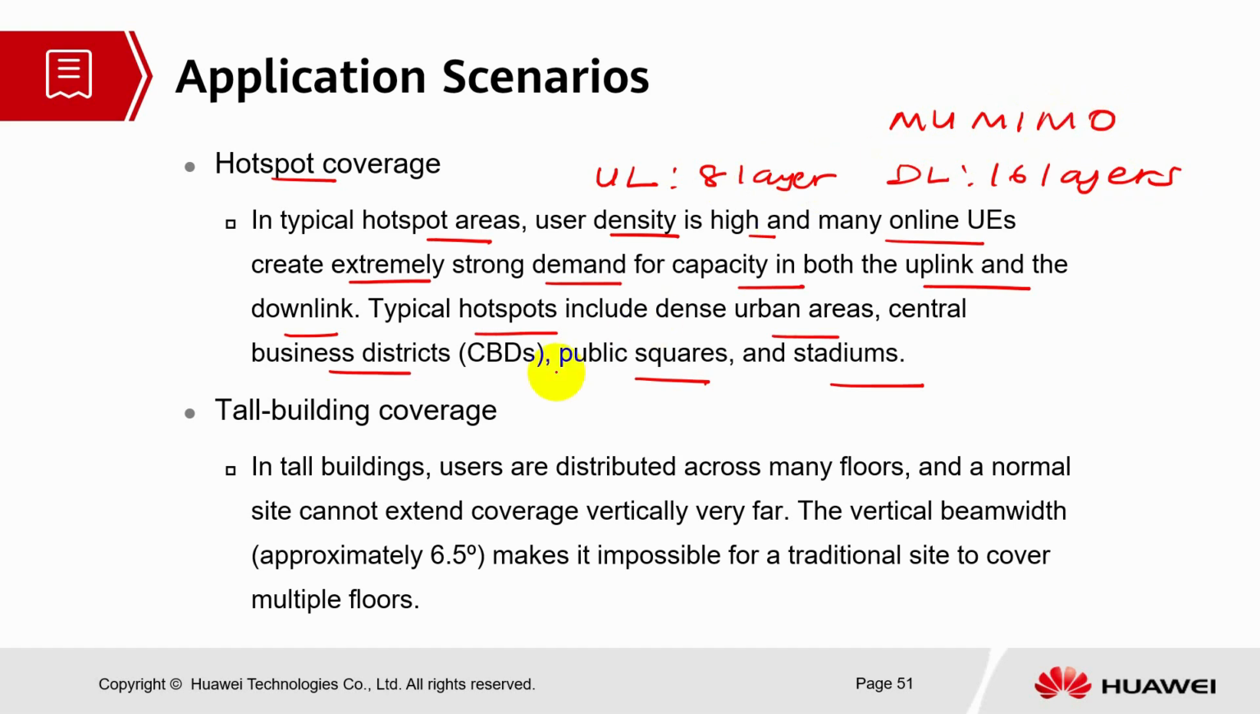So how about tall building coverage? For tall buildings, users are distributed across many floors, and a normal site cannot extend coverage vertically very far. The vertical beam width is approximately 6.5 degrees, which makes it impossible for a traditional site to cover multiple floors. For this case, Massive MIMO will enable the eNodeB to adjust the vertical broadcast beam width up to 35 degrees, enhancing vertical coverage of the broadcast beam. In this way, more floors can be covered by a single site.